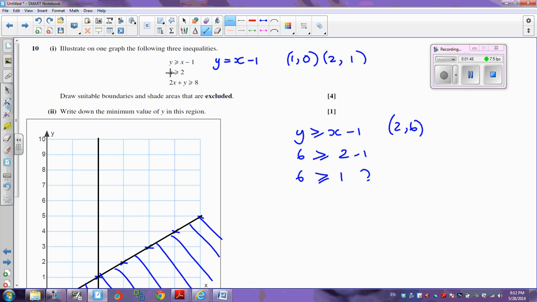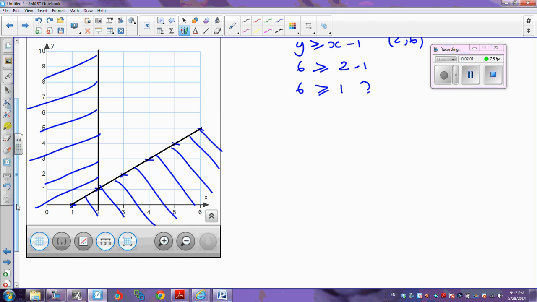I want the side where x is greater than or equal to 2. So I want this side, so I'm going to shade out the excluded side of the line, which is over here. So let's just shade that out completely.